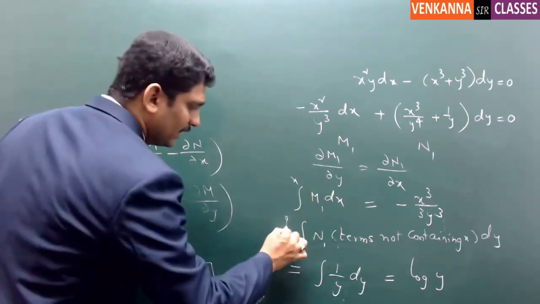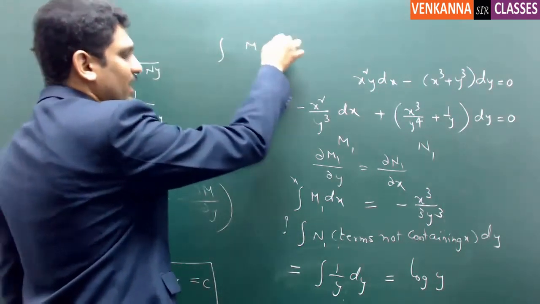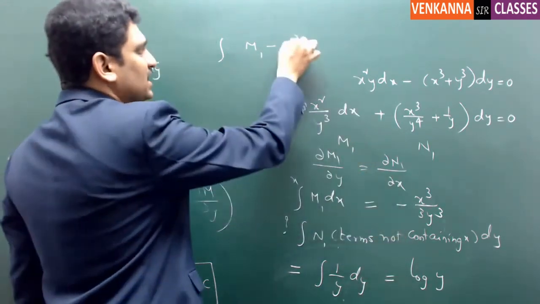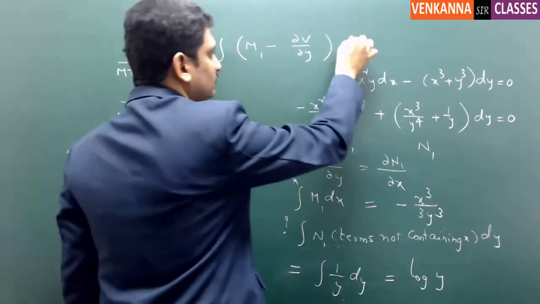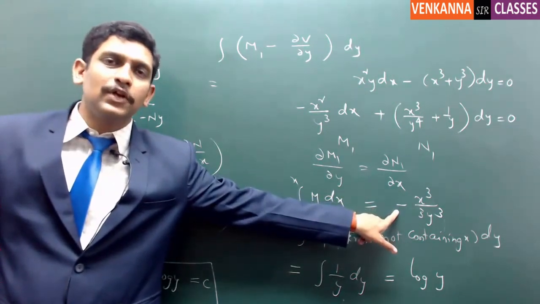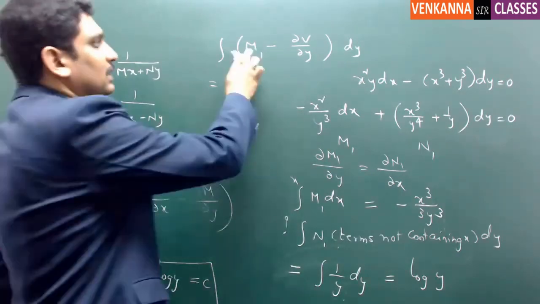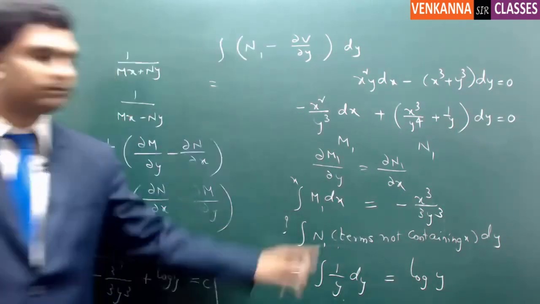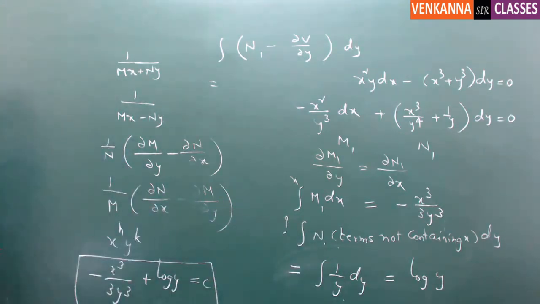For doing this, we go like this: integral of m1, then minus the partial differentiation of this solution with respect to y, dy. So differentiate the solution with respect to y partially and subtract the value from n, and check whether you have achieved 1 by y or not straight away. Please check that. The same value will come, as it is 1 by y again.